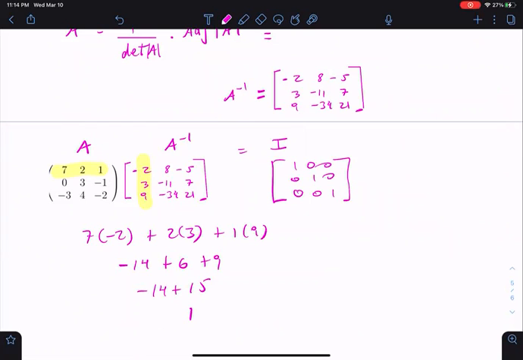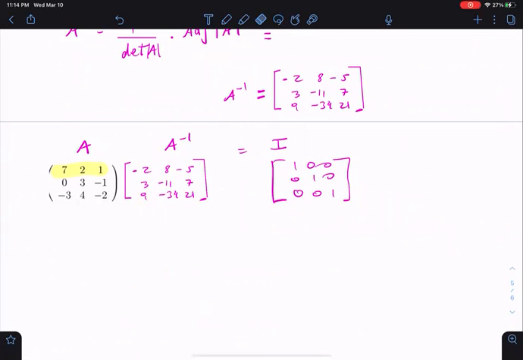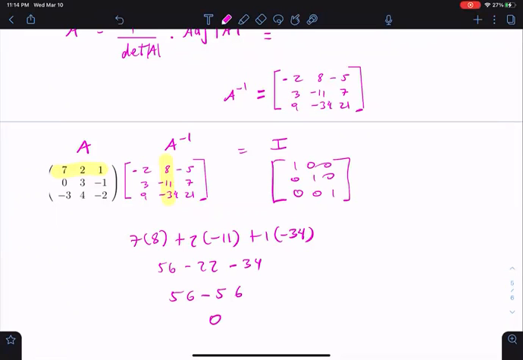Now you have to do row 1, column 2. Compute. So 7 times 8 plus 2 times -11 plus 1 times -34. So this is 56 minus 22 minus 34. If you combine these two, you get 56, and this is also 56. So this is 0. So that's right, right?